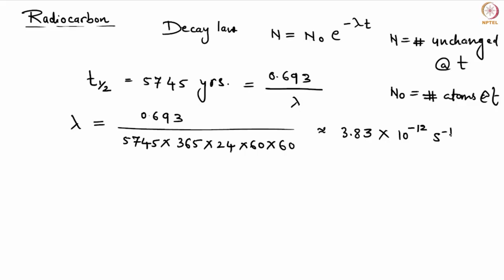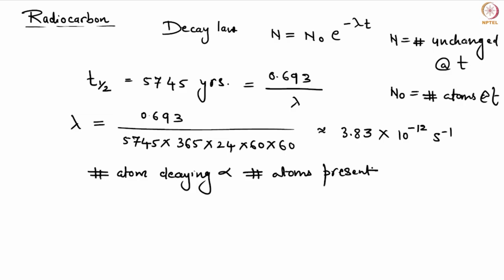Now our next task is to find out the weight of barium carbonate. So we know one thing, that the number of atoms that are decaying is proportional to the total number of atoms that are present, which basically means that we have a simple first order reaction. So now we can use a simple expression for first order reactions, and that would be equal to lambda N.